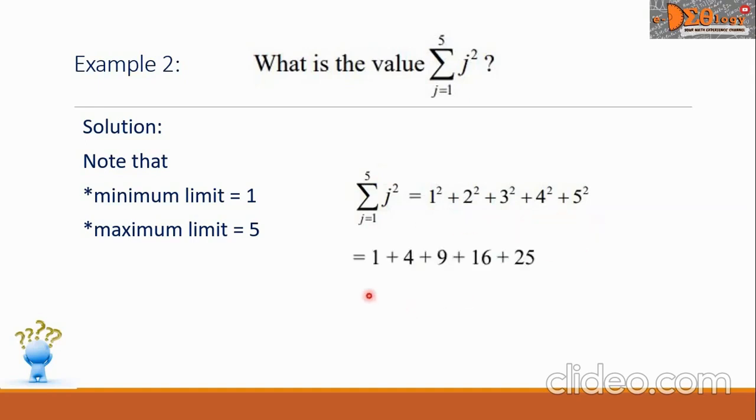Simplifying the terms, we have now 1 plus 4 plus 9 plus 16 plus 25. And the total is 55. This is the final answer.